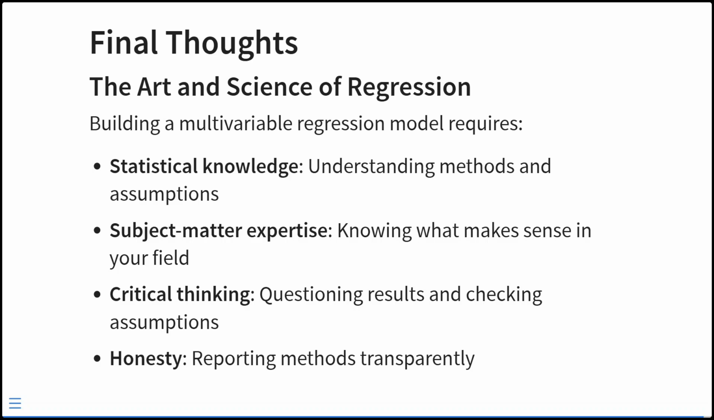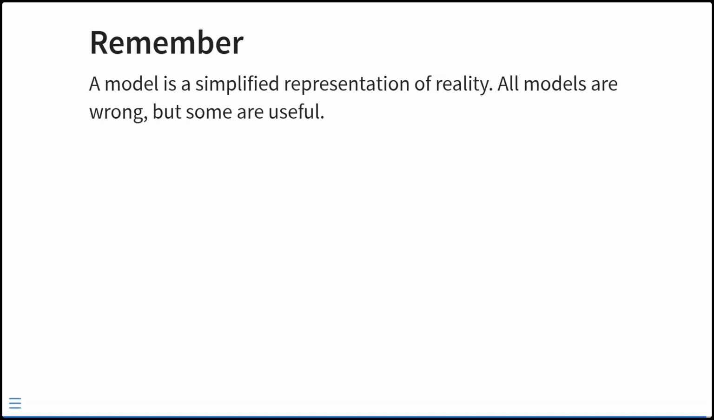So building a multivariable regression model requires statistical knowledge, understanding the methods and assumptions, also subject matter expertise, knowing what makes sense in your field, also critical thinking, questioning results and checking assumptions. And you also need honesty, reporting methods transparently. So you need to understand the methods and assumptions you are using. You need to know what makes sense in your field. You also need to question results and check your assumptions carefully. If a particular variable is significant but is not significant in practice, then you need to find out what is going on, what is wrong. You also need to report your methods transparently.